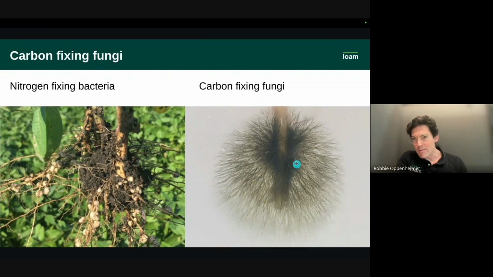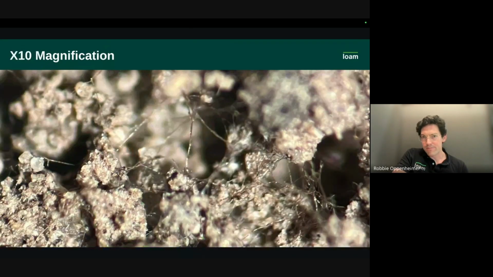You can see it here with these black filaments, which are fungal hyphae, growing out into soil and being able to pull those soil particles together into soil aggregate. So that's physically what it looks like on a plant root. You can see these spiderweb filaments. These are the fungal hyphae growing through the soil, pulling those particles together.